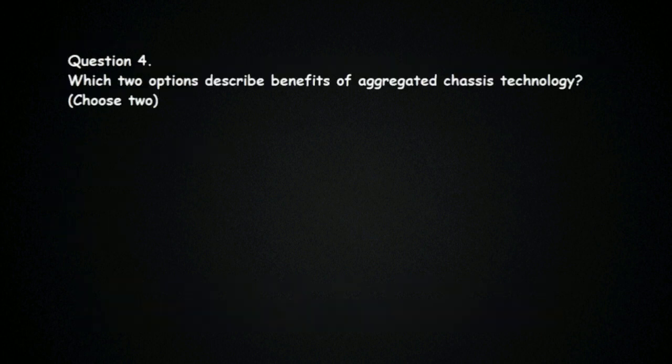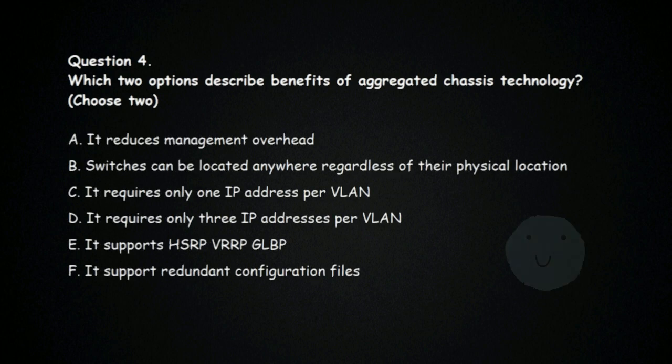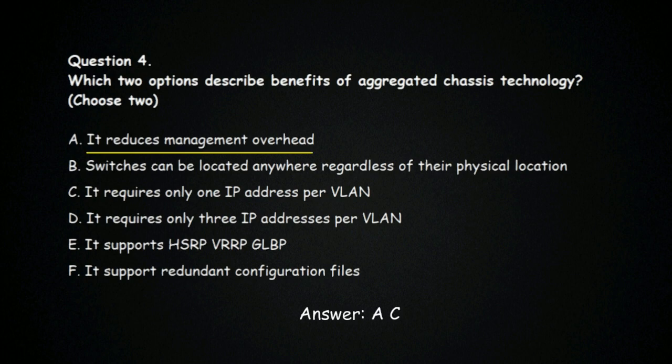Question 4. Which two options describe benefits of aggregated chassis technology? Choose 2. Answer is A and C. It reduces management overhead and it requires only one IP address per VLAN.